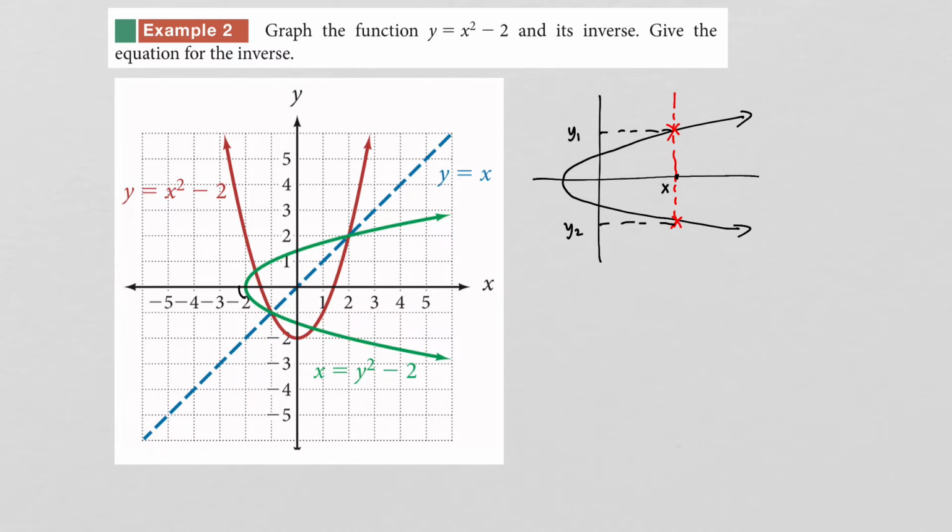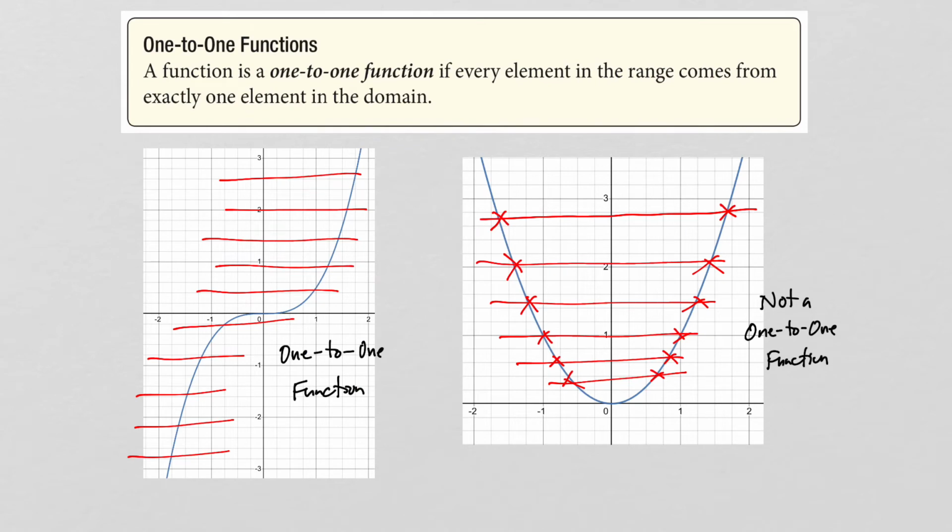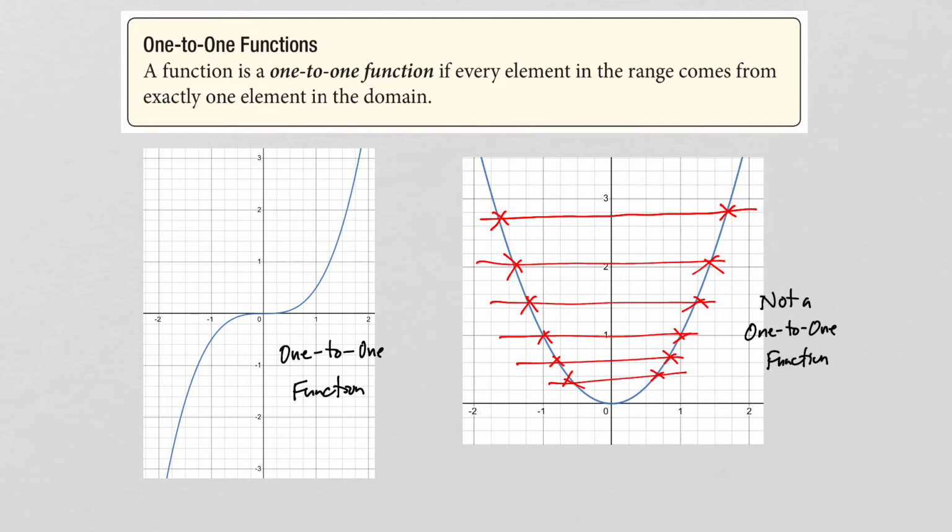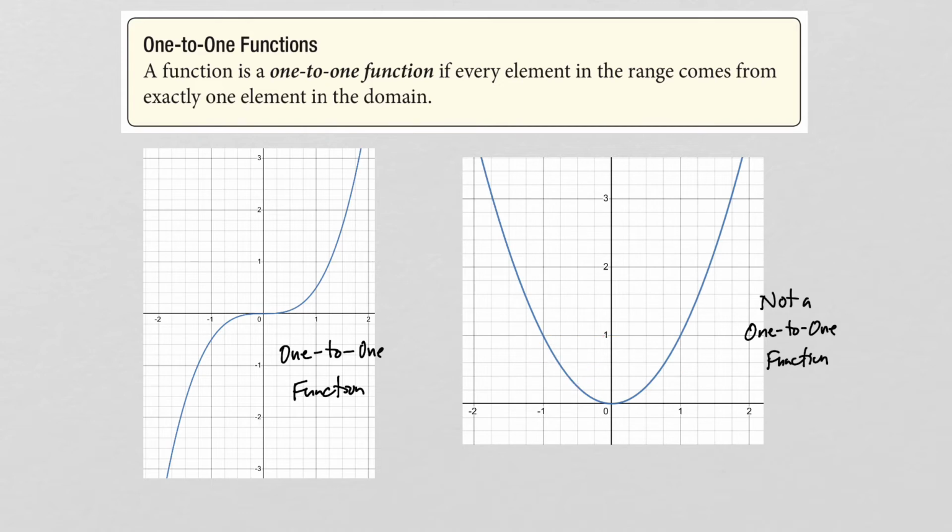So when we're talking about inverses, we want both of our equations to be functions. We want the original one to be a function, and we want the inverse to also be a function. And this will only happen if the original function is one-to-one. So when talking about inverse functions, it is a requirement that your original function is one-to-one.